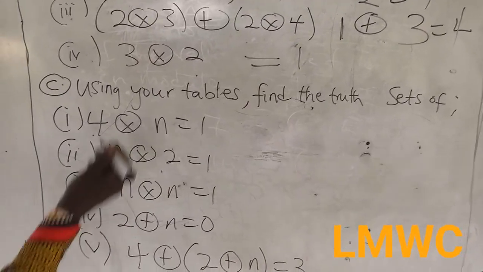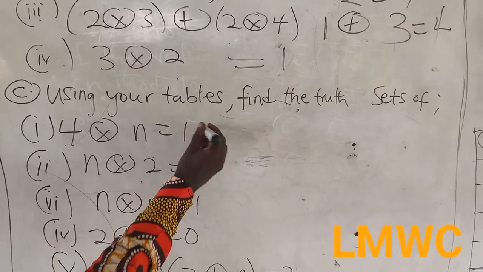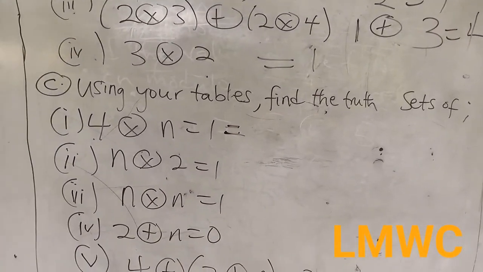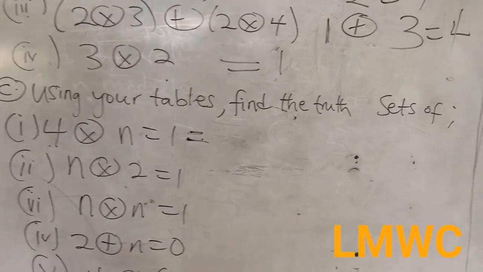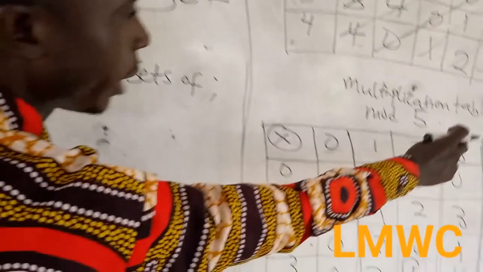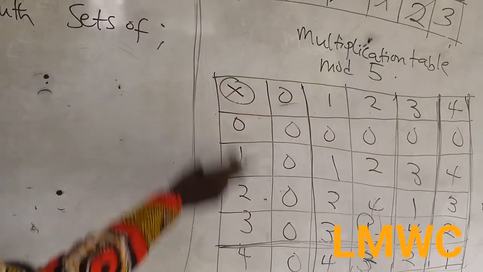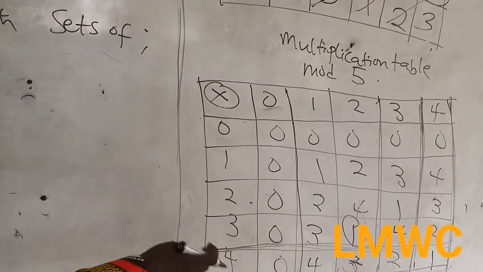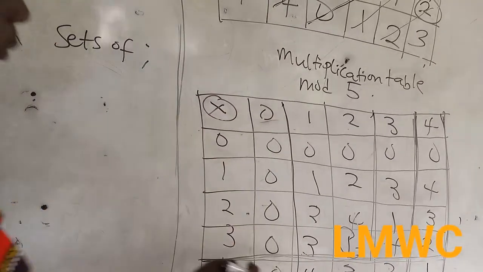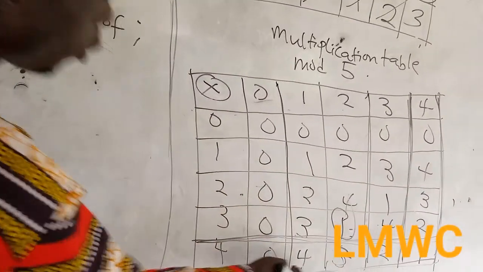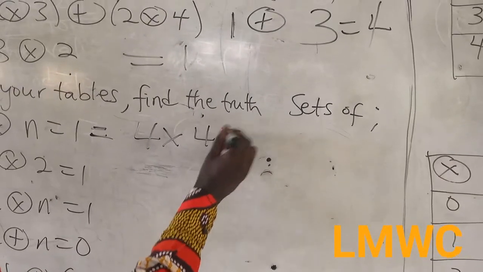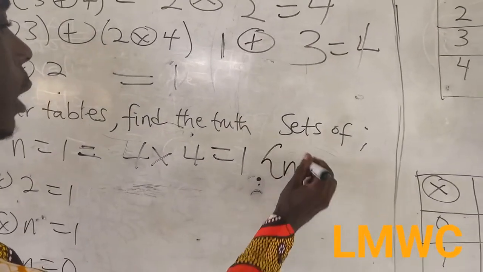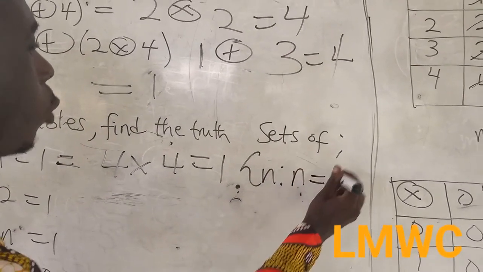So you have been asked to use your table to find the truth set. And another name for truth set is solution set. 4 times n is equal to 1. They want you to know that 4 times what number will give you 1? 4 times 0 is 0. 4 times 1 is 4. No, so let's check. 4 times 4 is 1. This means our truth set becomes n, it says that n is equal to 4.